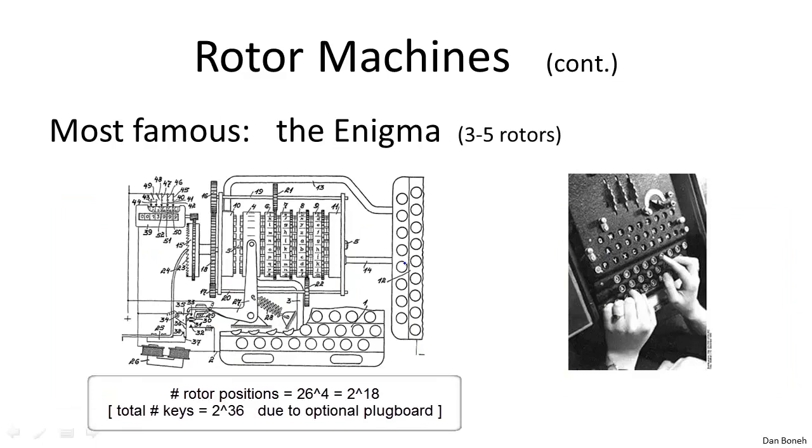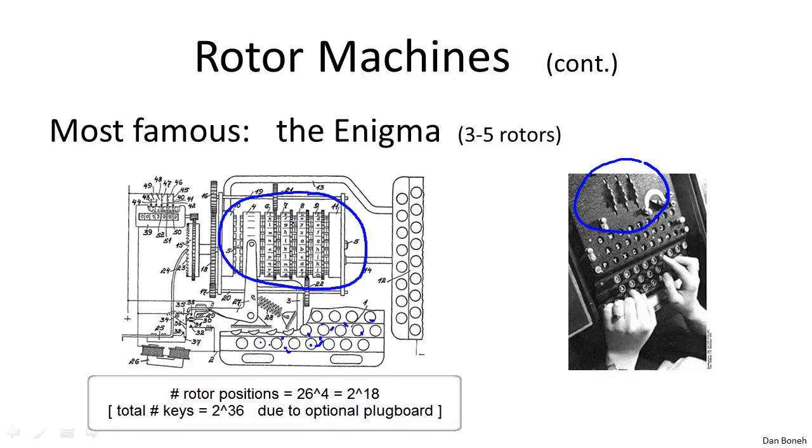The Enigma is a complicated rotor machine. It uses 3, 4, or 5 rotors. There are different versions of the Enigma machine. Here you see an example of the Enigma machine with 3 rotors. The secret key in the Enigma machine is the initial setting of the rotors. In the case of 3 rotors, there would be 26 cubed possible different keys. When you type on the typewriter, these rotors rotate at different rates.